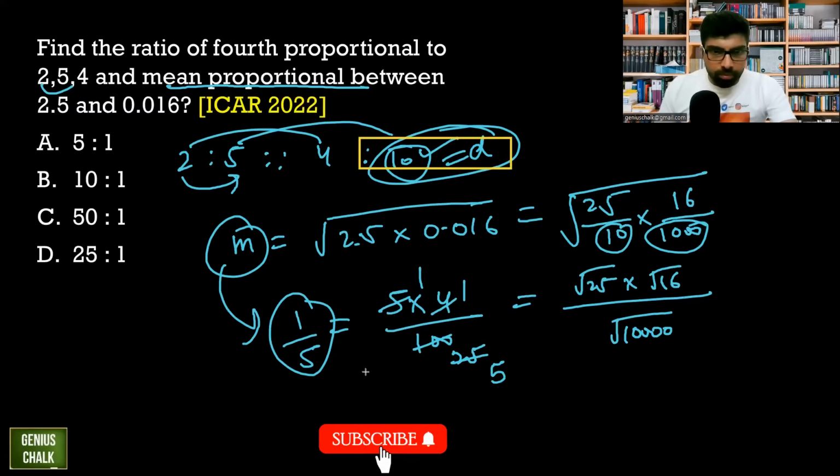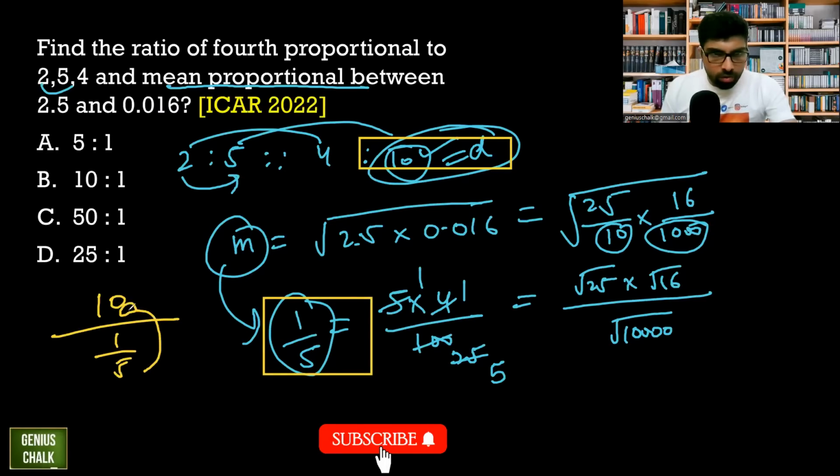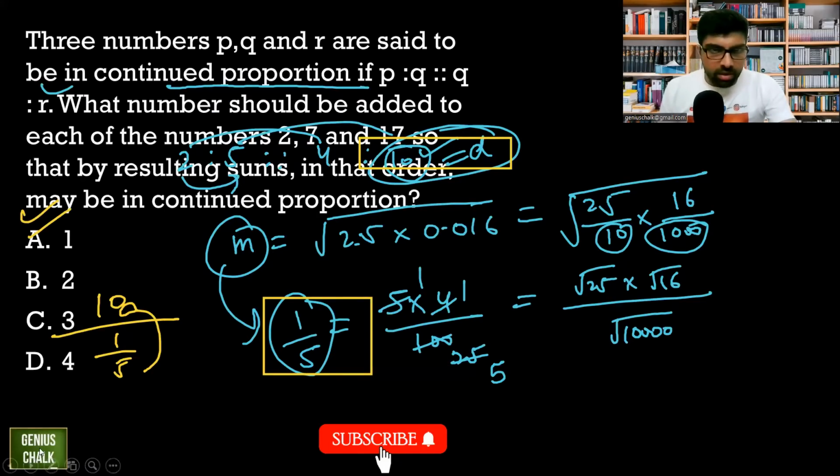D is 10 and it is 1 by 5. So the fourth proportional is 10 and 1 by 5. So this is 50:1. That is option C. Option C is my right answer.